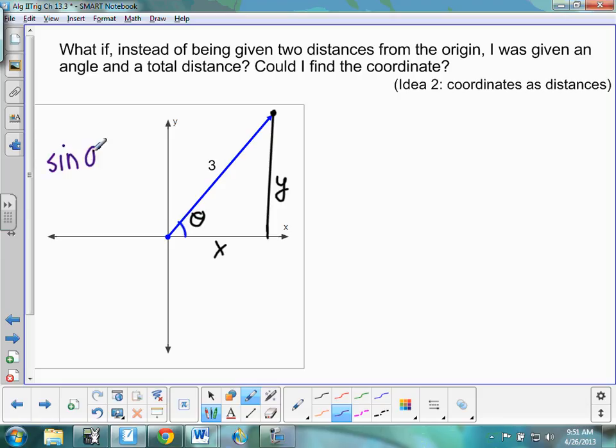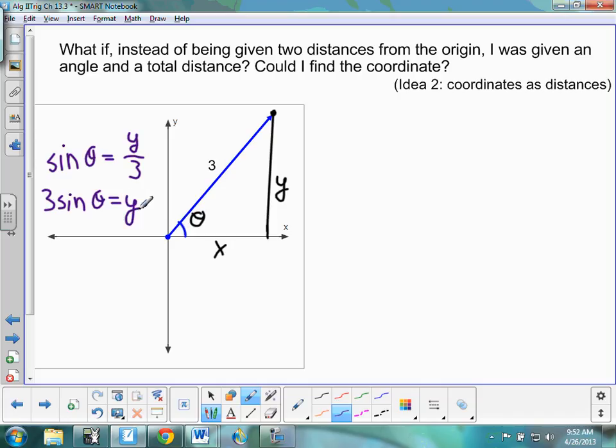Sine of theta is what? It's the opposite over hypotenuse. So sine of theta is y over 3. So 3 sine theta, whatever that angle is, will give me my y coordinate.